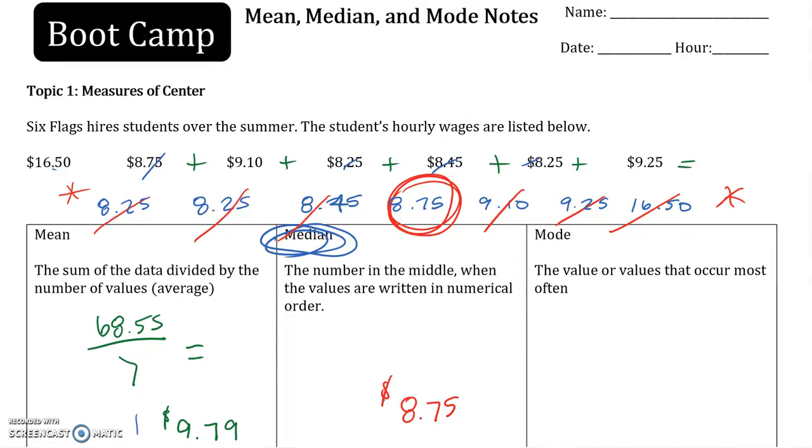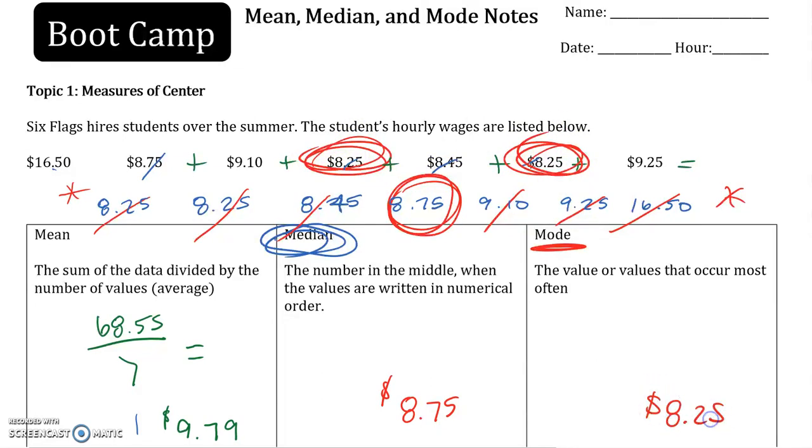And then the last one is the mode. The mode is the number that occurs most often. It's usually the easiest one to figure out. You just count. Since I have 2 8.25s, that would be my mode.